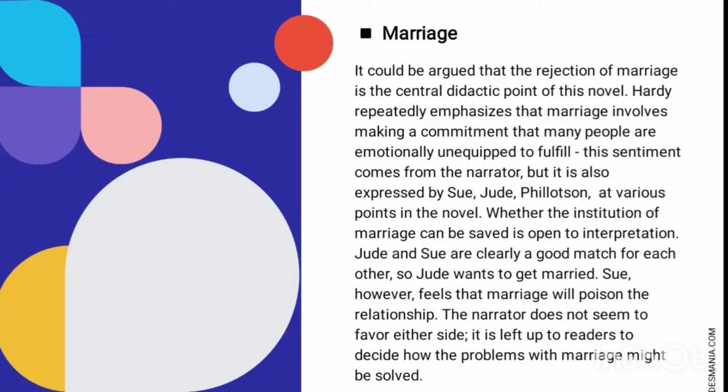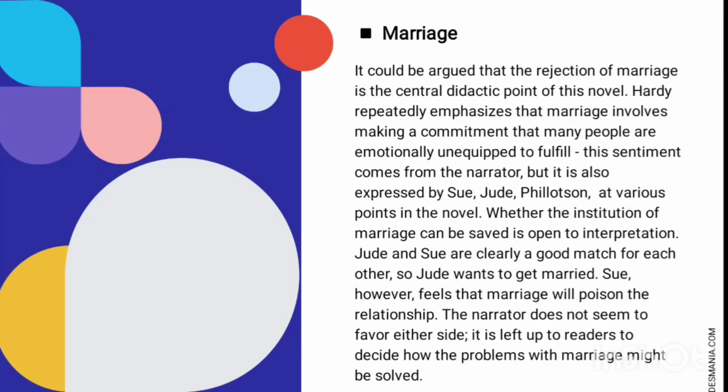Hardy repeatedly emphasized that marriage involves making a commitment that many people are emotionally unequipped to fulfill. This statement comes from a narrator, but it is also expressed by Sue, Jude, and Phillotson at various points in the novel. Whether the institution of marriage can be saved is open to interpretation.